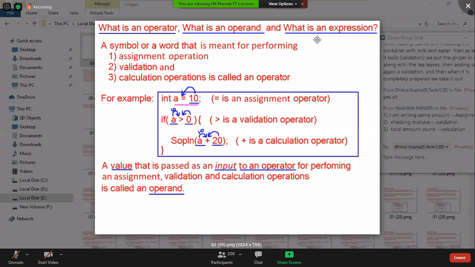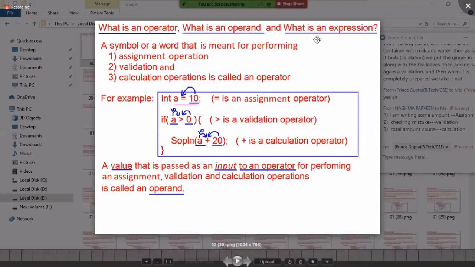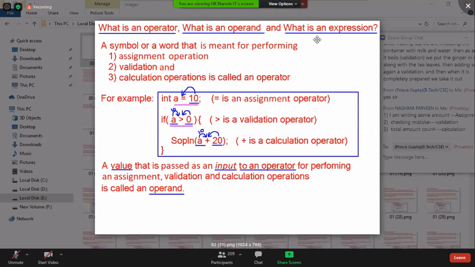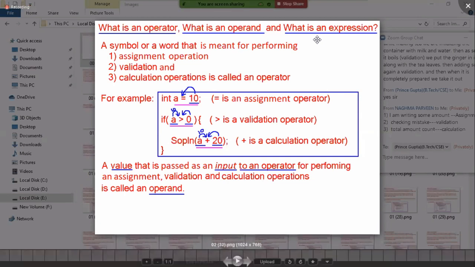Okay, int a equal to 10, it is an expression. A greater than 0, it is an expression. A plus 20, it is an expression. These are all expressions. Tell me, what is a equal to 10? A is an operand, 10 is an operand, and the assignment operator. A combination of operators and operands is called an expression. Simple term.